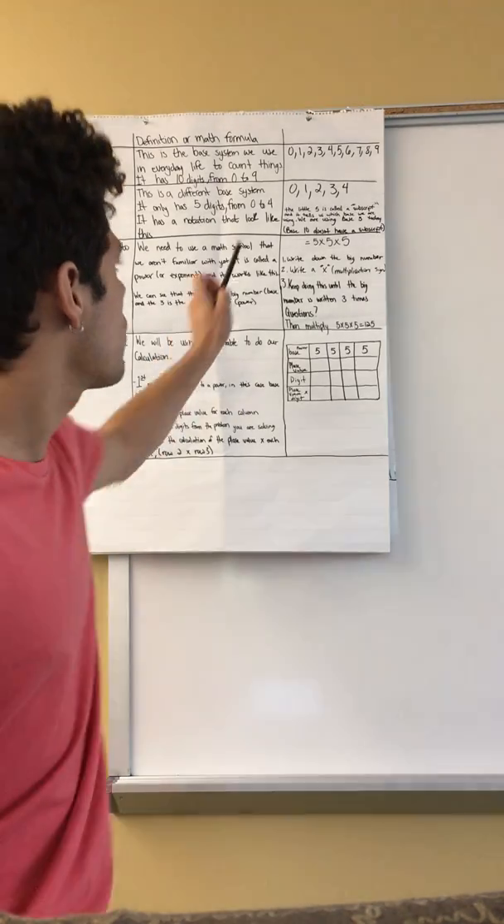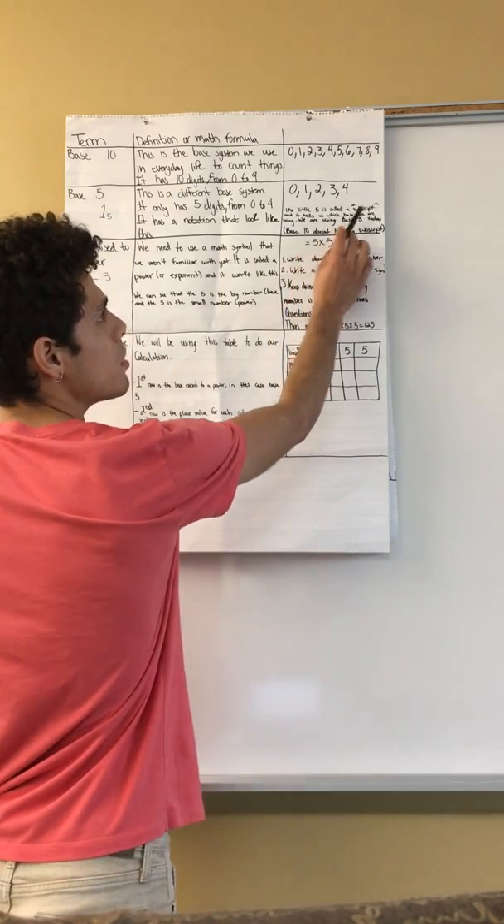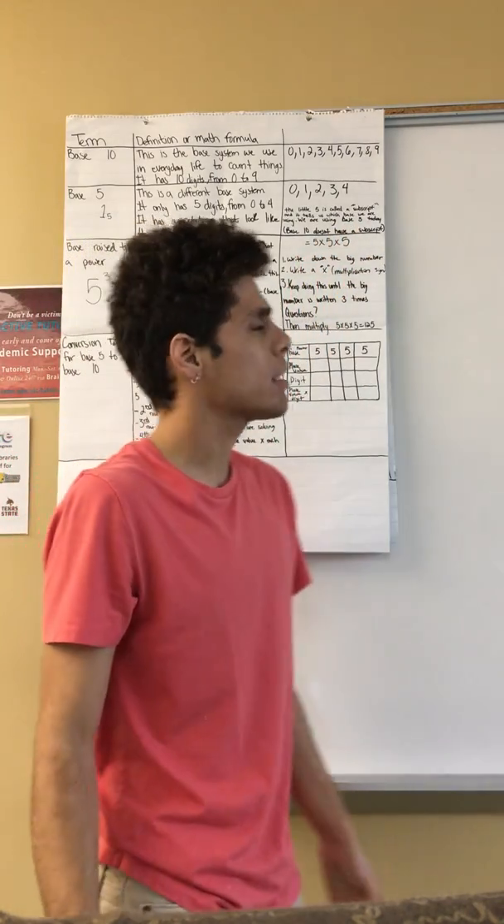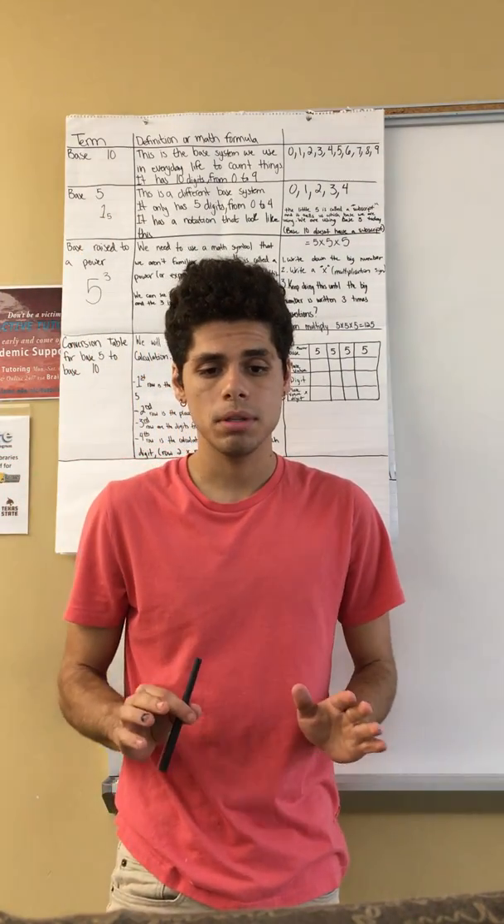All right? I wrote down the numbers 0, 1, 2, 3, 4. The little 5 is called the subscript and it tells us which base we are using. We are using base 5 today. Base 10 does not have a subscript.